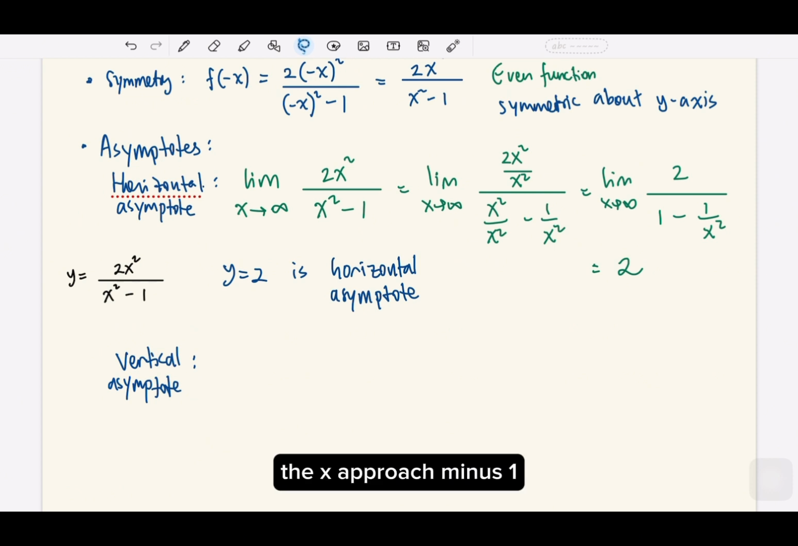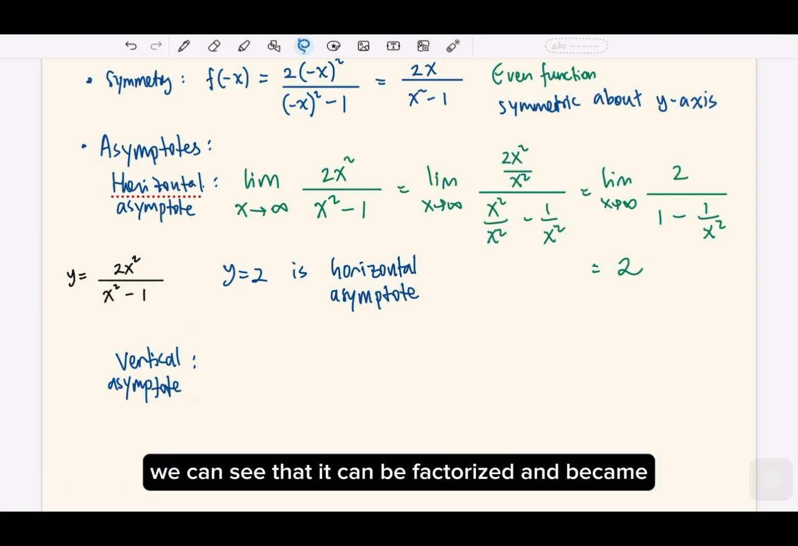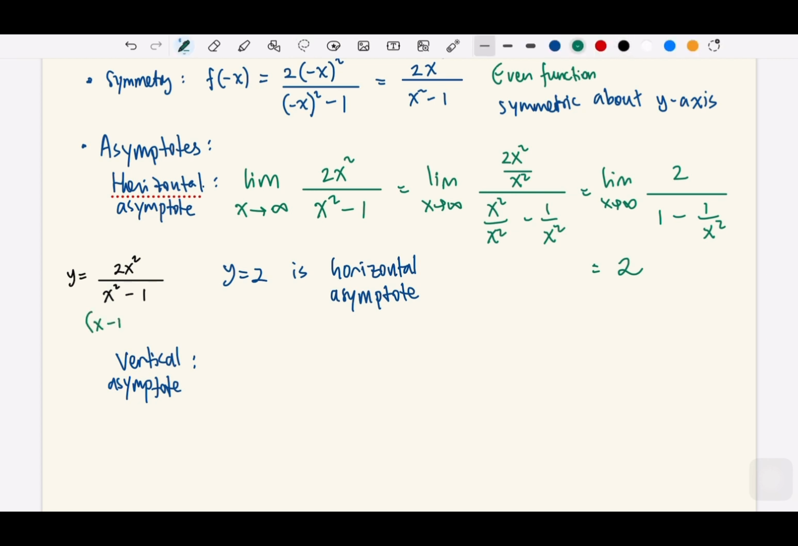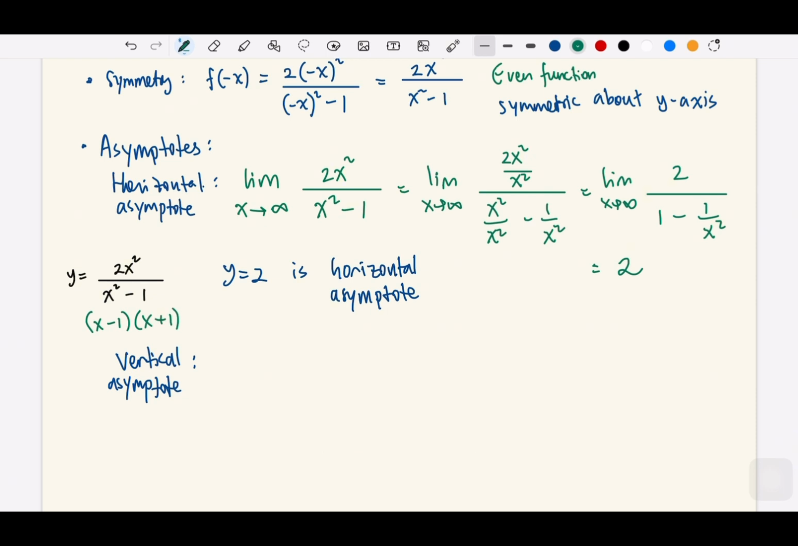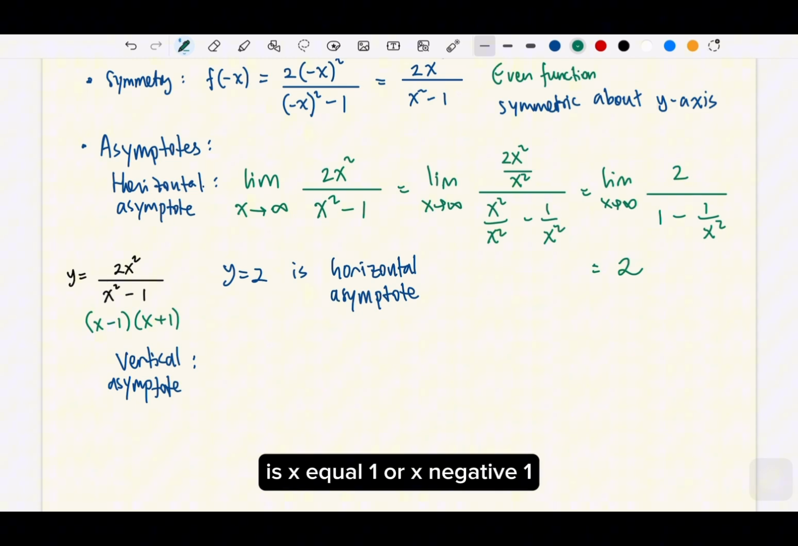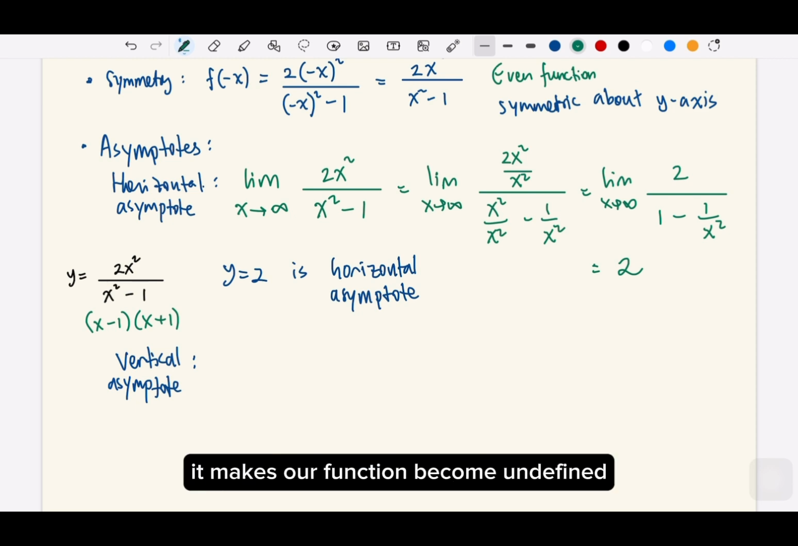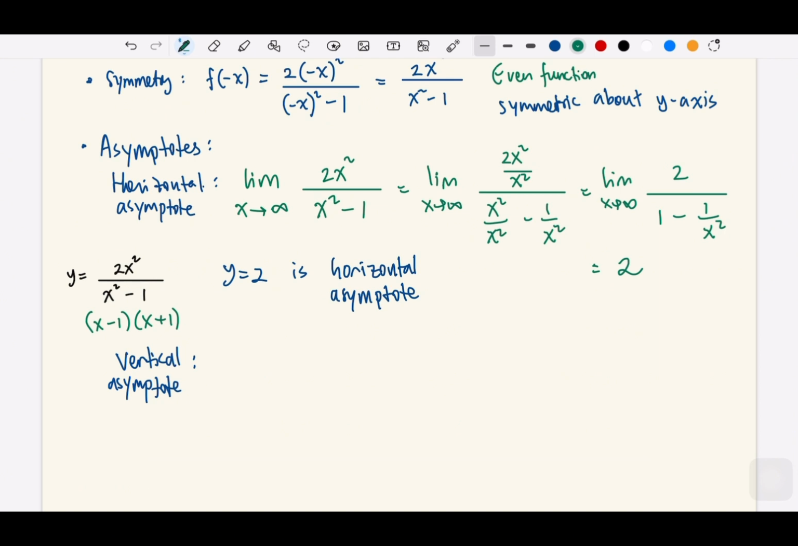Okay? So the x squared minus 1, we can see that it can be factorized and became x minus 1 and x plus 1, right? And these two, if x equal 1 or x negative 1, it makes our function become undefined, right? Divide something with 0, right? Which means that the 1 or negative 1 will be our x approach for limit.